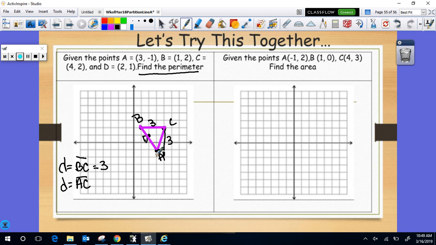So this side is 3 and this side is 1. So I do 1 squared plus 3 squared equals C squared. So you get 1 plus 9 equals C squared. 10 equals C squared.